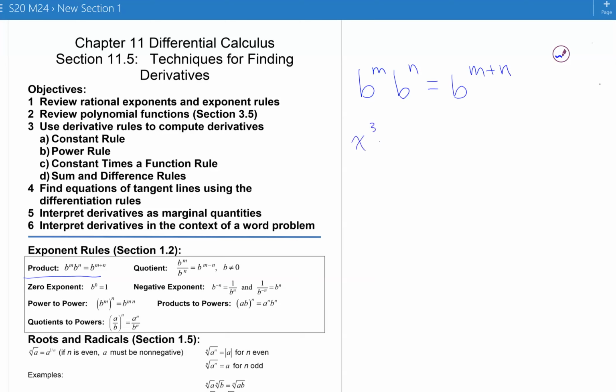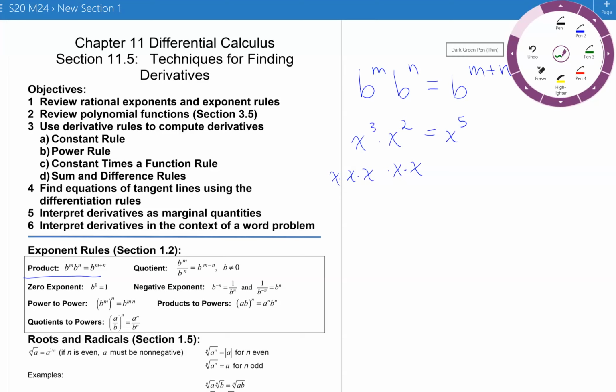So if I don't remember these rules, I write them out with small numbers and say, well, let's see, the meaning of x cubed is x times x times x. The meaning of x squared is x times x, so I can see that I must need to add the exponents because I have 5 x's. So I'm really encouraged, rather than memorizing rules, to understand the meaning of the rule.